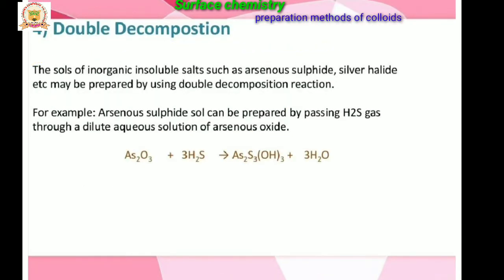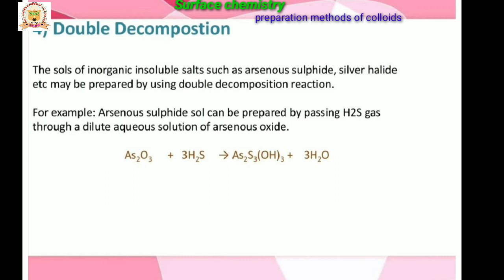Then the double decomposition process. Inorganic insoluble salts such as arsenic sulfide, silver halide, etc. may be prepared by using double decomposition reactions. For example, arsenic sulfide can be prepared by passing H2S gas through a dilute aqueous solution of arsenic oxide. The arsenic oxide treated with H2S gives arsenic sulfide, then the liberation of 3H2O. Here the product side has As2S3.